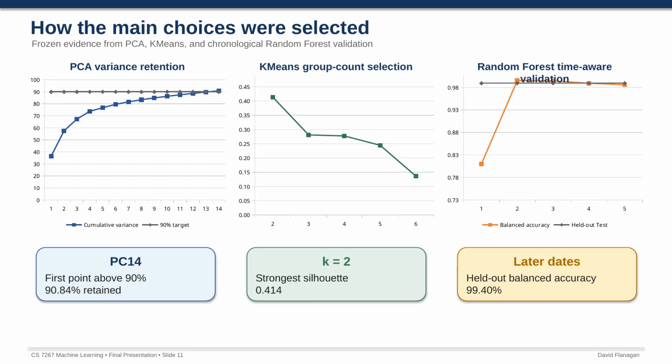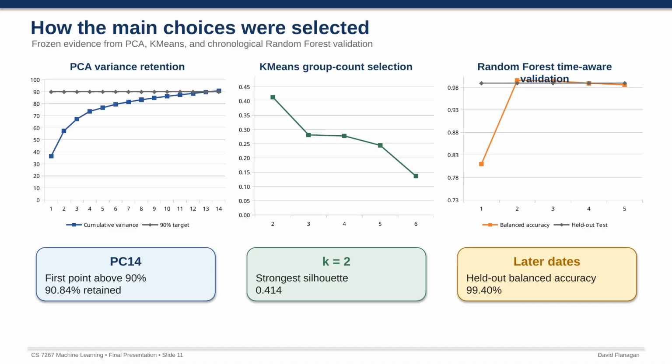PCA kept adding summary components until it preserved at least 90% of the training variation. Variation means the amount of changing information in the original data. Principal component 14 brought the total to just above 90%, so 14 components were kept.